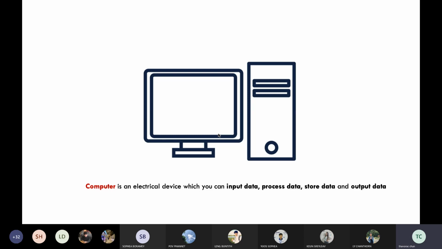For example, a calculator can also be considered a mini computer because we can input a number with the keyboard, we can display it on the screen, it can process data, such as simple arithmetic operations, and it can also store some data as well. So the calculator can be considered a mini computer as well.